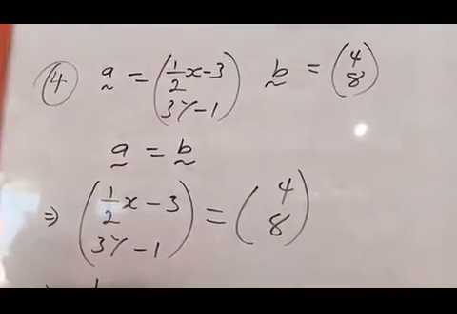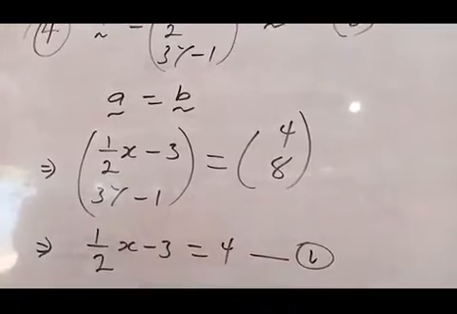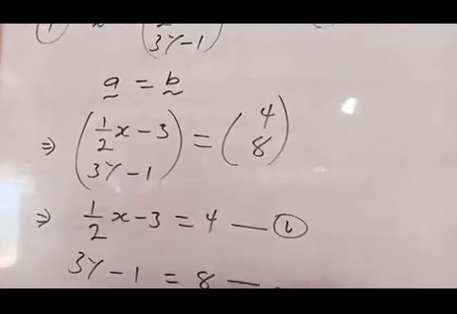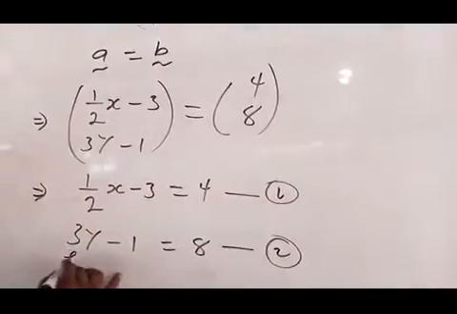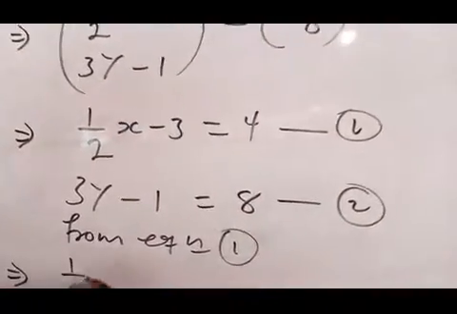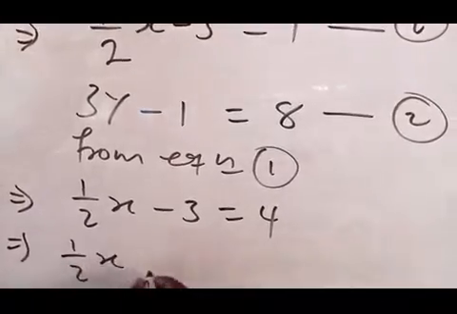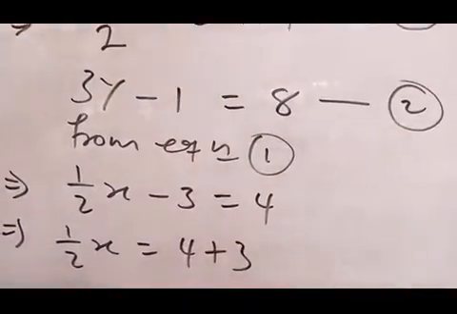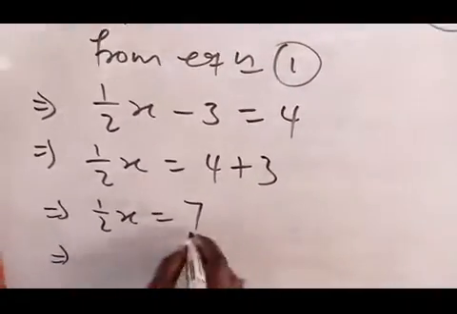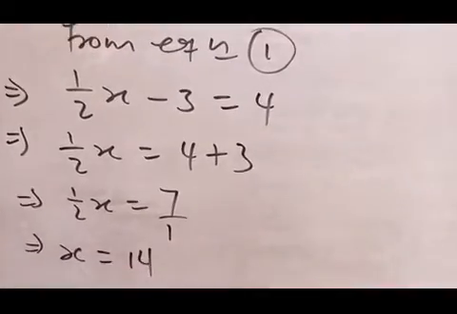And then we can say that 1/2 x - 3 is equal to 4 becomes equation 1, and 3y - 1 equals 8 is equation 2. So from equation 1, 1/2 x - 3 equals 4 becomes 1/2 x equals 4 + 3, and then 1/2 x equals 7, and then we cross multiply, and x is equal to 14.